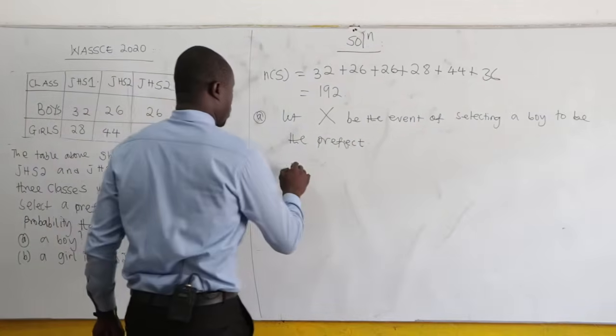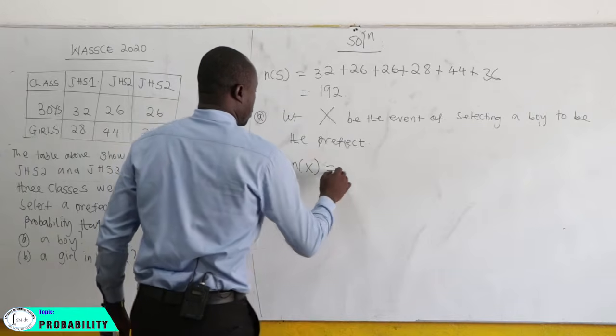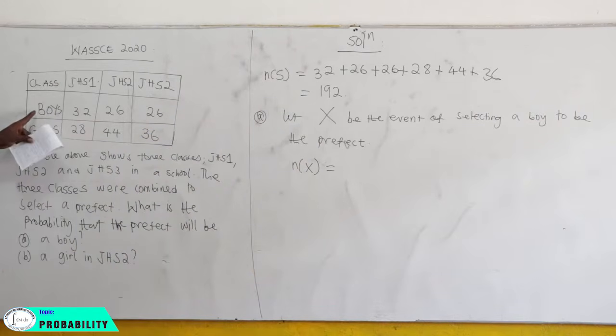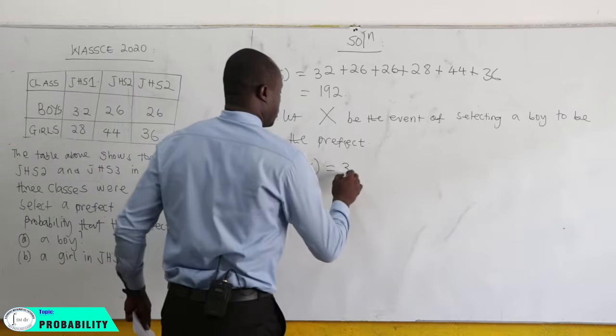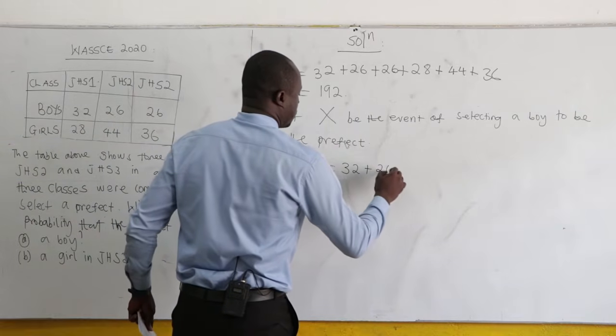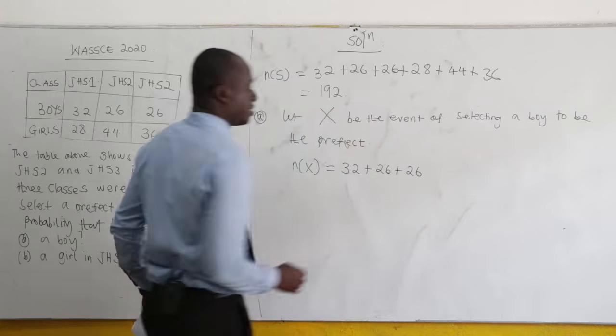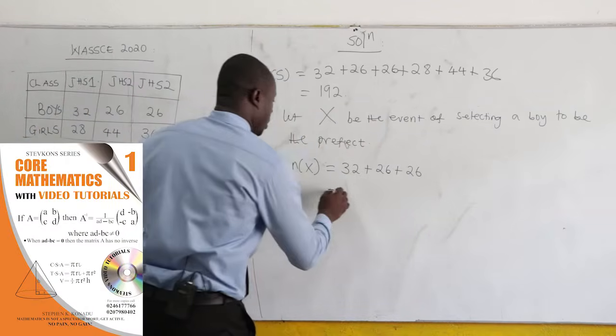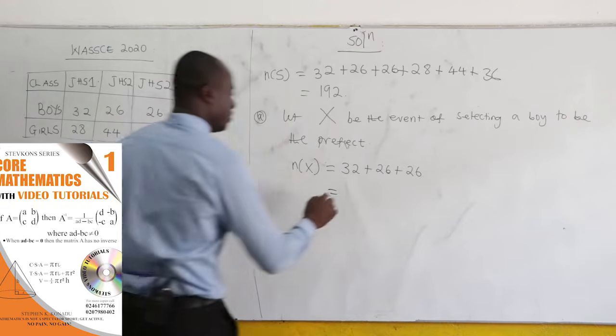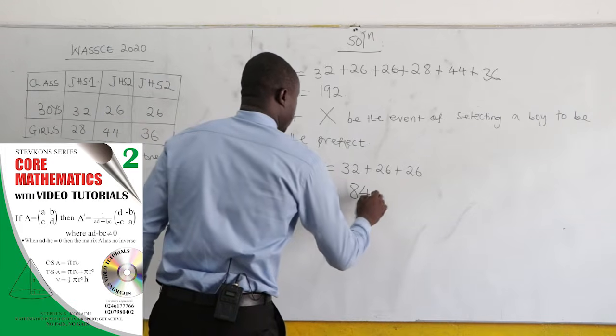Now we have to know the number of boys in the school. So 32, 26, 26. So that is 32 plus 26 plus 26. An event is a defined occurrence or situation. Now when you add all this, this is giving us 84.